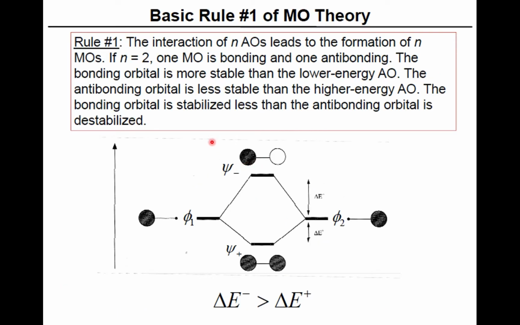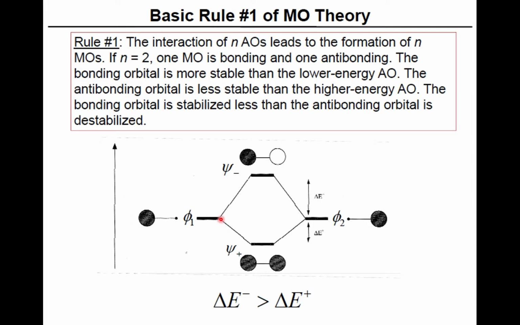Okay, so we'll go through these in a little bit more detail when we get to it, but I just want to go ahead and put this in as preliminary. The interaction between n atomic orbitals leads to the formation of n molecular orbitals. So here we have 1 atomic orbital, 2 atomic orbitals, so we have to end up with 2 molecular orbitals. If we started out with 5 atomic orbitals for a different molecule, then we would end up with 5 molecular orbitals. So the number of atomic orbitals going in will be the number of molecular orbitals coming out.